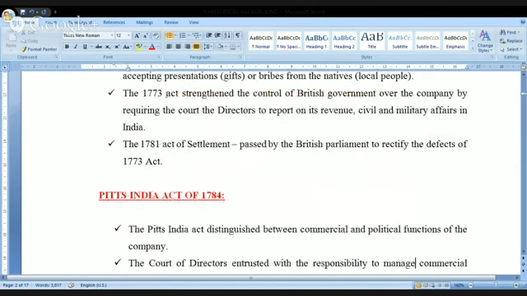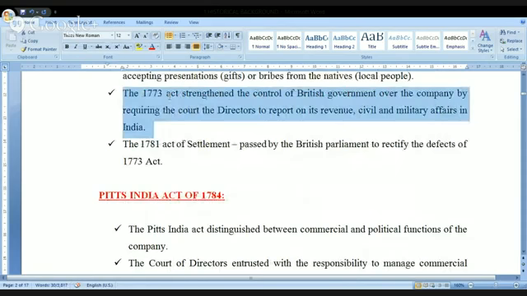The 1773 Act strengthened the control of the British government over the company by requiring the Court of Directors to report on its revenue, civil and military affairs in India. I told you already, this is considered to be centralization. Central power has been established, meaning the East India Company's affairs were completely controlled by the British Parliament. That is why the British government asked the Court of Directors of the East India Company to report on its revenue and on its civil and military affairs, what you are performing in India.